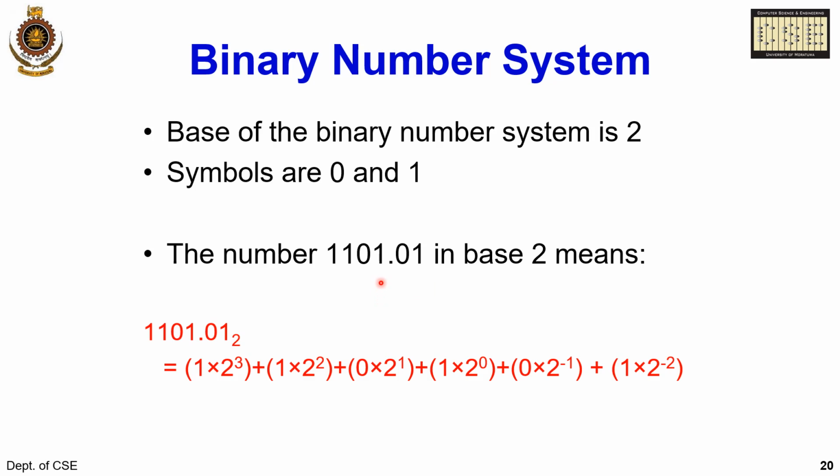This is position 0, position 1, position 2, position 3. Right? This is position 0, position minus 1, position minus 2. Starting here, this is position 3, so 1 into 2 to the power 3. Then 1 into 2 to the power 2, because it's position 2. 0 into 2 to the power 1, because it's position 1. 1 into 2 to the power 0, because it's position 0. This one, 0 into 2 to the power minus 1, position minus 1. And then this bit, 1 into 2 to the power minus 2, because it's at position minus 2.